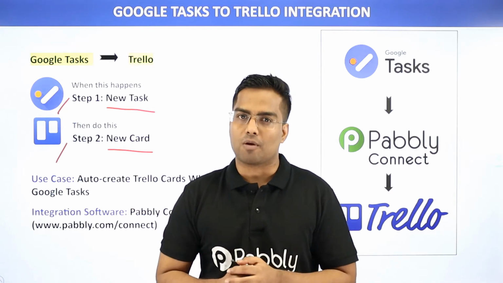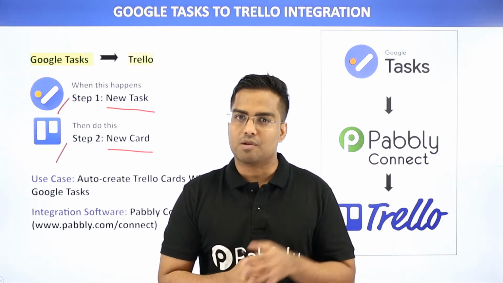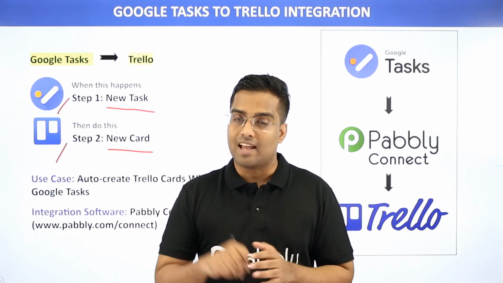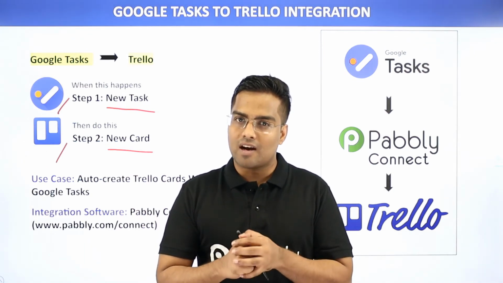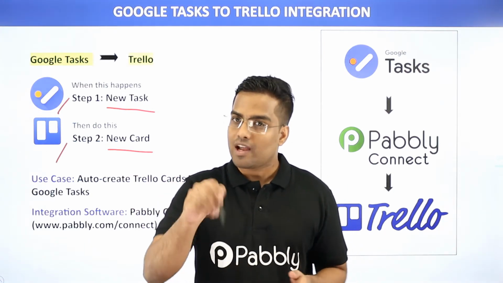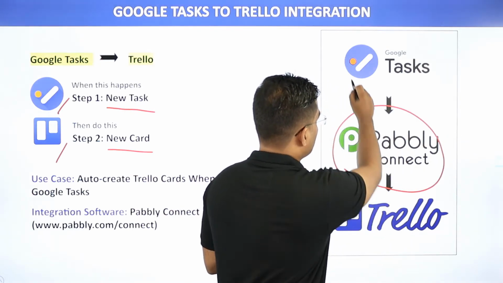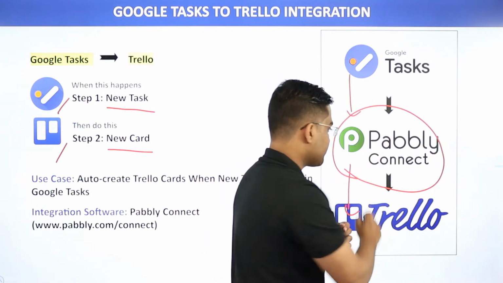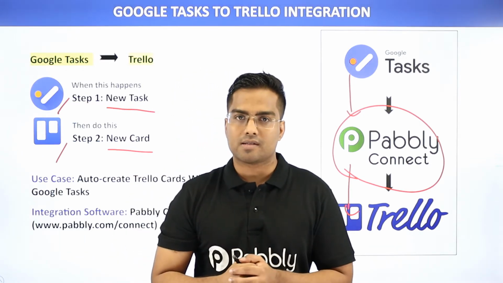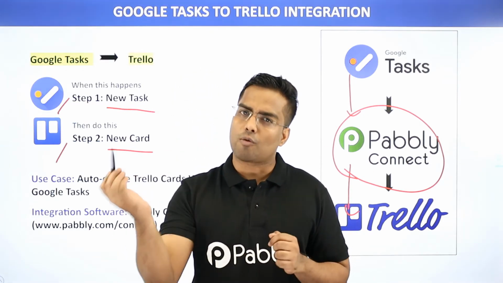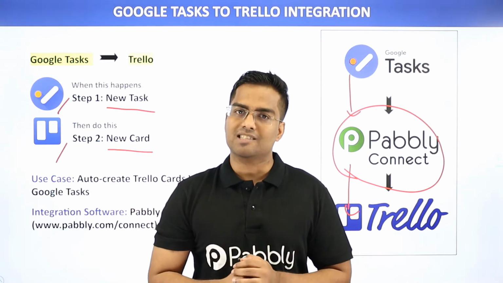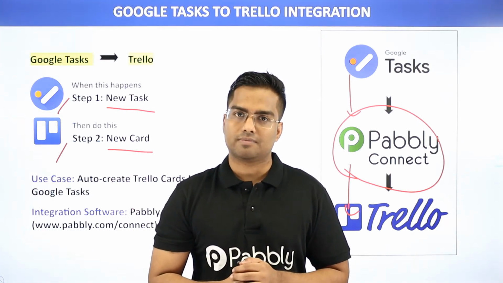But there's one minor problem. There is no actual integration between Google Task and Trello. In cases like these, we need to bring a third app to connect them both. So in this video, we will use Pabbly Connect to integrate Google Task and Trello. And the best part of using Pabbly Connect is there is no need for coding skills or programming language. It can be done easily. Let me show you on my screen.